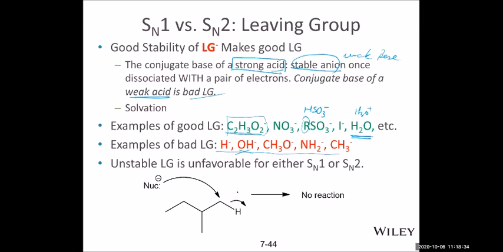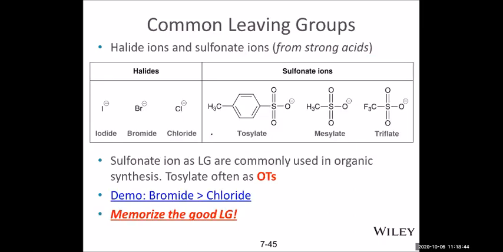And the hydride comes from one of the weakest acids, so it's not a good leaving group. And so these are common leaving groups in organic chemistry. The halides, because these halides come from strong acids, and these are associated with sulfuric acid. That's why they are very strong acids, making good leaving groups.